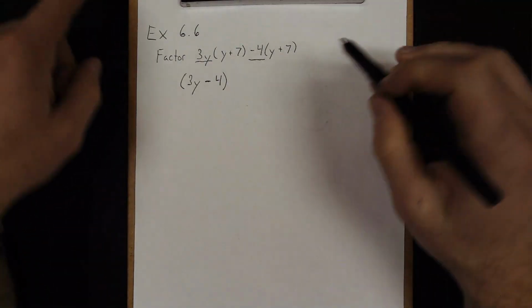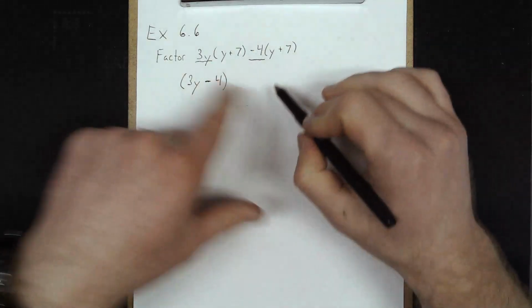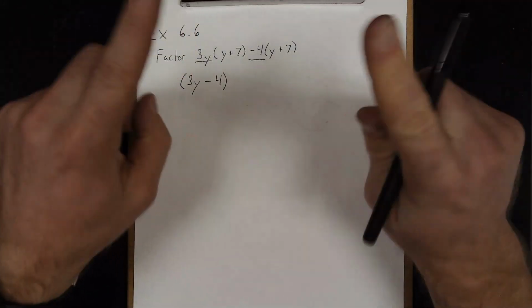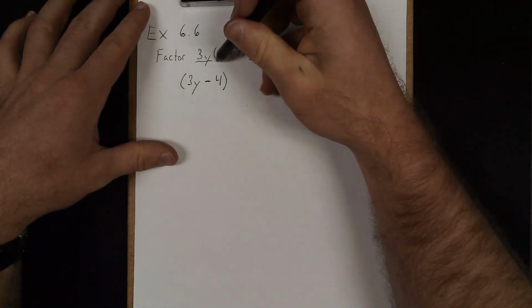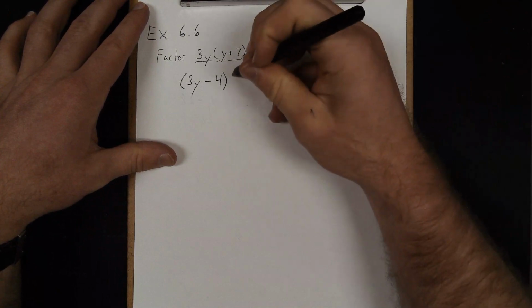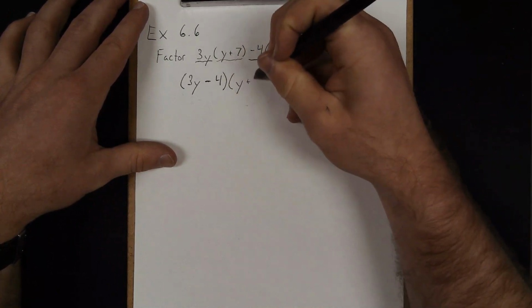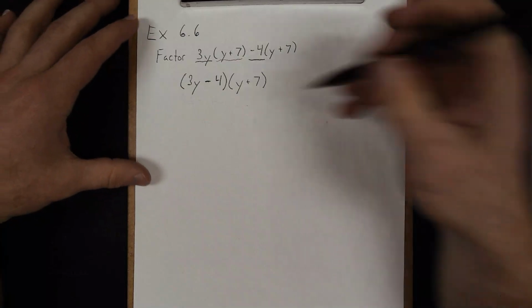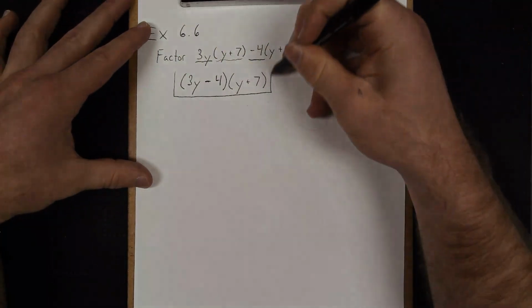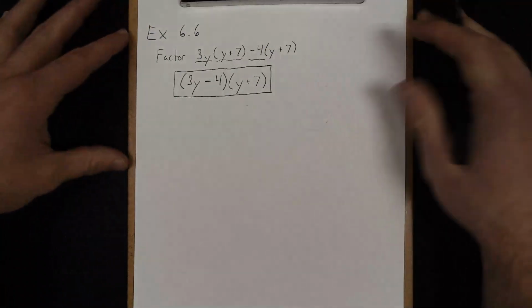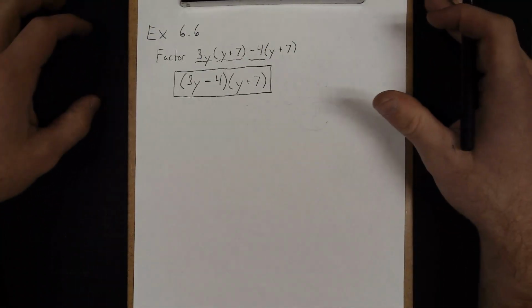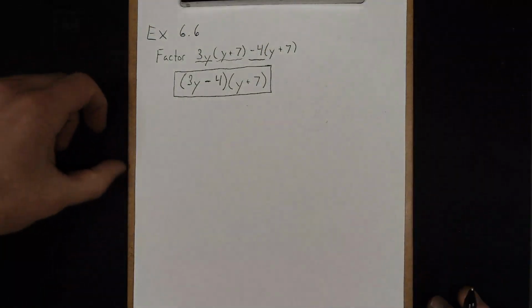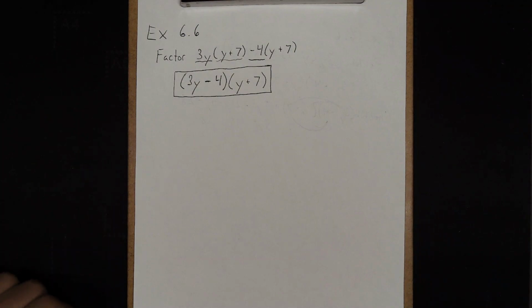Now, you might say, do you just write y plus 7 and then y plus 7? Nope, just write it once. Just one time. Boom, that's your answer. It'll make more sense in the future what we're doing.